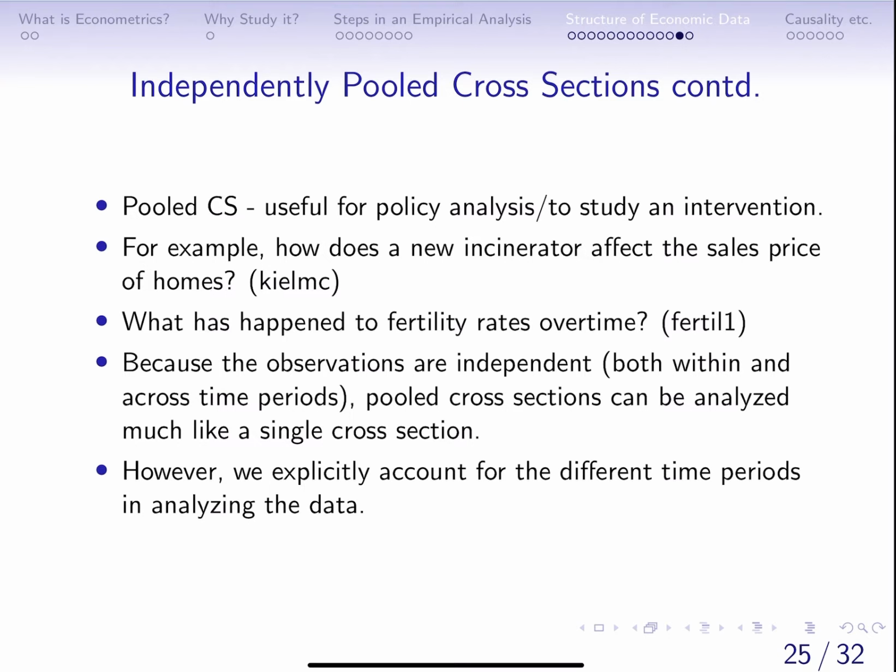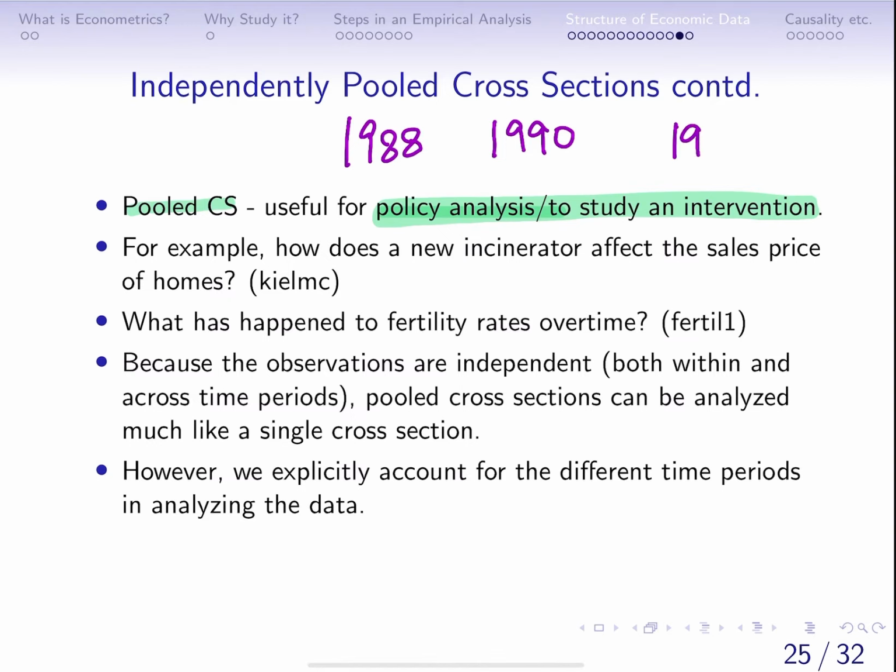Now, typically, independently pooled cross-sections are useful for policy analysis as well. So other than thinking about what changes have occurred over time, we might be interested in answering a policy question or even to study an intervention. So to look at things before and after. Let's say you had some intervention that happened in 1990, you might have some data on something in 1988, and then you might have something in 1992, and this is where the intervention was. So you want to look at what happened before and what happened after, and is there any difference?